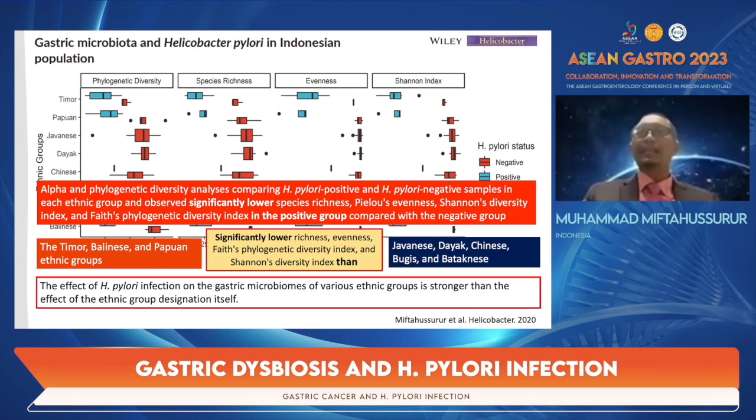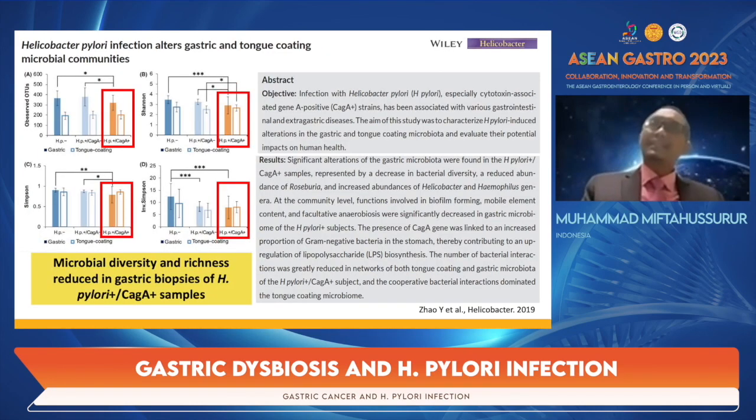Among the ethnicities analysis, the Timorese, Balinese, and Papuan ethnic groups had much lower richness, evenness, and phylogenetic diversity index, and of course Shannon diversity index, than the Javanese, Dayak, Chinese, Bugis, and also Bataknese ethnic groups. Thus, we concluded that the H. pylori infection effect on the gastric microbiome of different ethnic groups was stronger than the influence of an ethnic group designation itself.